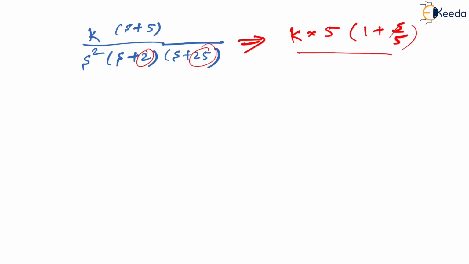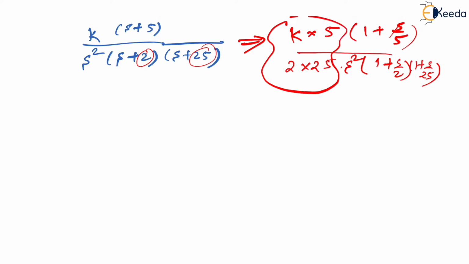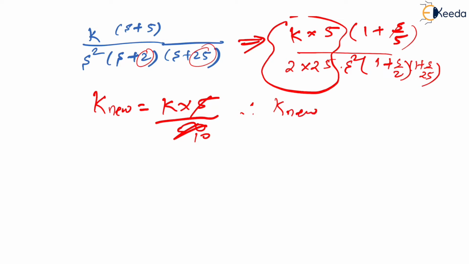What do I get then? Let me take 2 common and 25 common. What happens is I get 2 into 25 common, inside which I get s squared into 1 plus s by 2 into 1 plus s by 25. Is that correct? Yes. Now if you check out, this total is your k new. What is your k new? K new is nothing but k into 5 upon 2 into 25, which is nothing but 50. So this becomes 5, this becomes 10, so k new is nothing but k by 10.